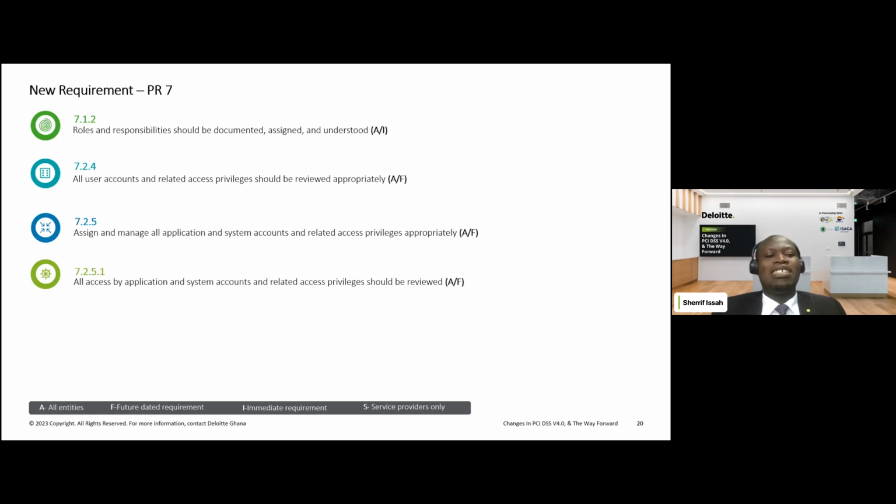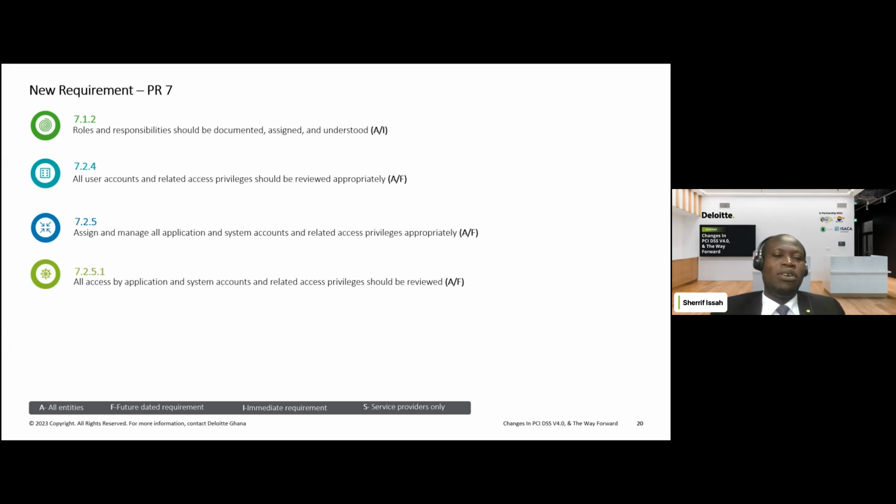7.2.5 says, assign and manage all application and system accounts and related access privileges appropriately. So for application and system accounts, such accounts are not user accounts per se, but systems used for specific purposes. And there's a need to manage these accounts, because if bad guys get hold of them, in fact, they usually have a lot of privileges. So there's a need to appropriately manage such accounts.